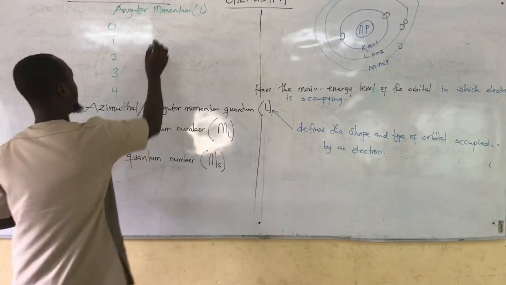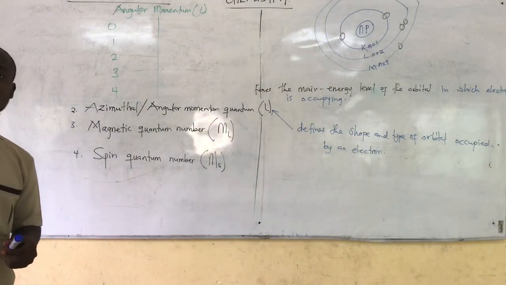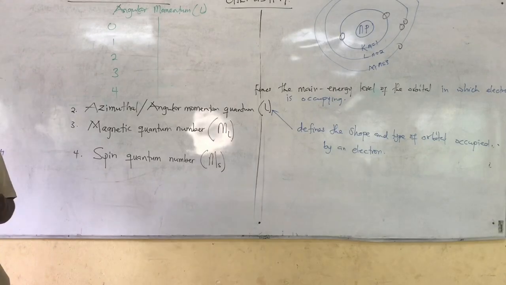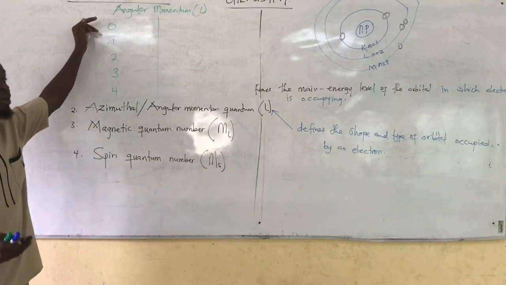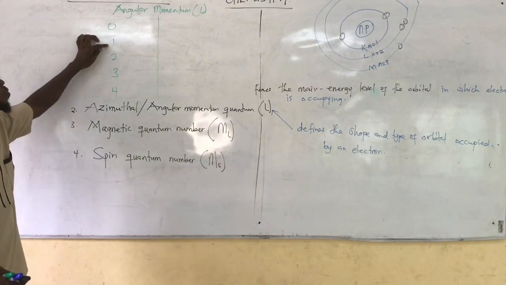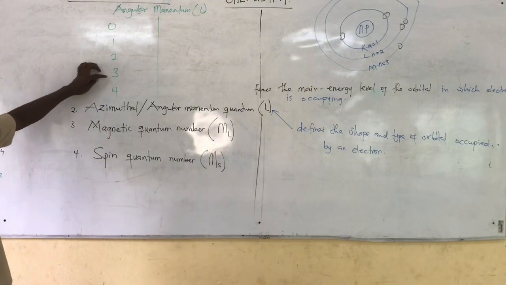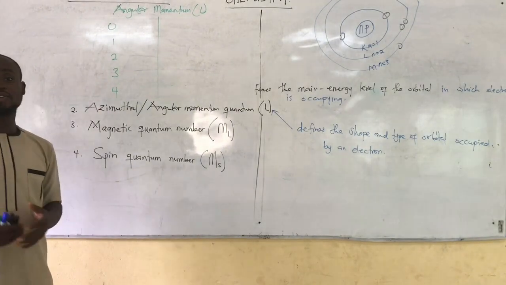Is that okay? But anytime we are talking about the azimuthal or the angular momentum quantum number, its values have interpretation. Each value has a meaning. If we see 0 for the angular momentum, it has a meaning. If you see 1, it has a meaning. If you see 2, it has a meaning. If you see 3, there is a meaning, and also if you see 4, there is a meaning.